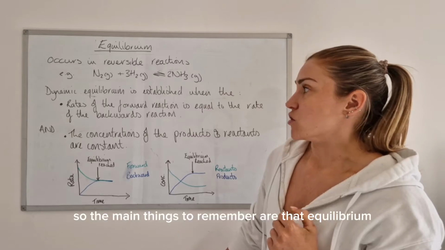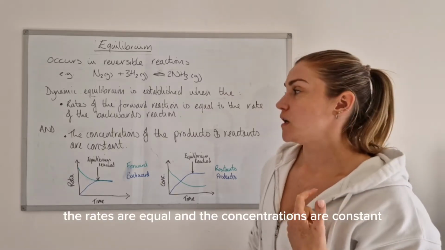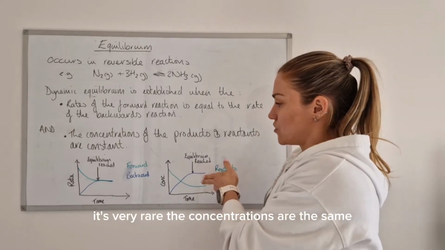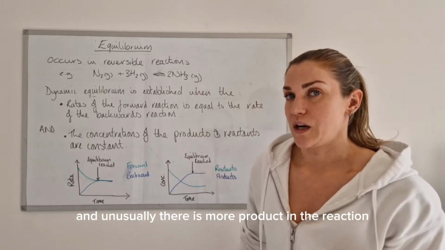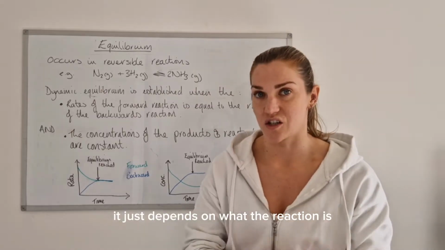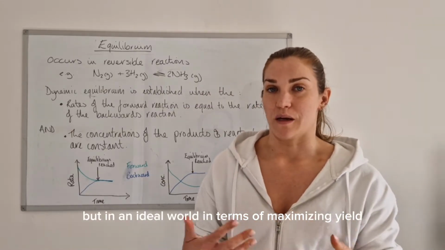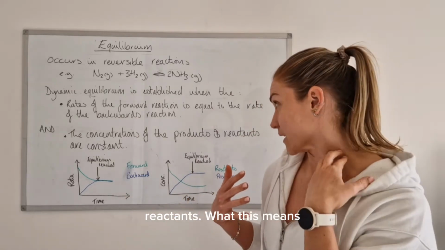Okay, so the main things to remember are that at equilibrium the rates are equal and the concentrations are constant. It's very rare that the concentrations are the same, and usually there is more product than reactant, but that isn't always the case either. It just depends on what the reaction is. But in an ideal world, in terms of maximising yield, you'd want to have more product than you do reactants.